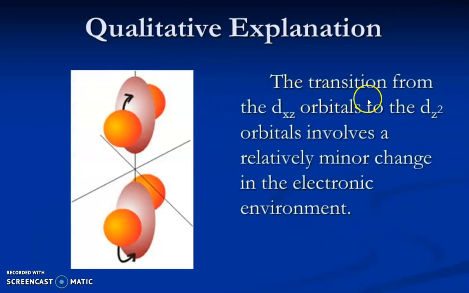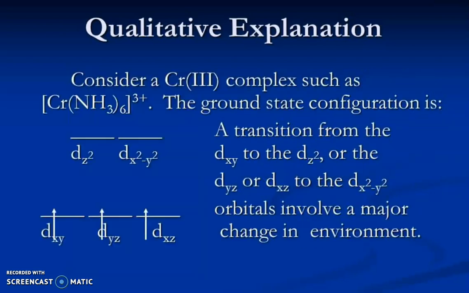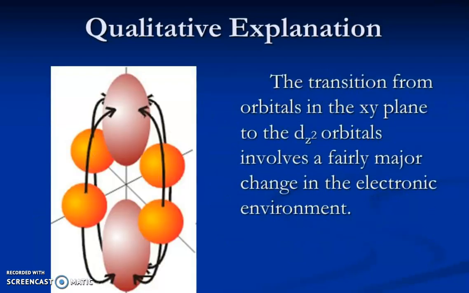Now, qualitative explanation. The transition from the dxz orbital to dz2 will involve a relatively minor change in the electronic environment. So considering a chromium 3 complex such as Cr(NH3)6 3+, the ground state configuration is like this. The transition from dxy to dz2, or dyz or dxz to the dx2-y2 orbital involves a major change in environment. So you can see here, the transition from an orbital in the xy plane to the dz2 orbital involves a fairly major change in the electronic environment.